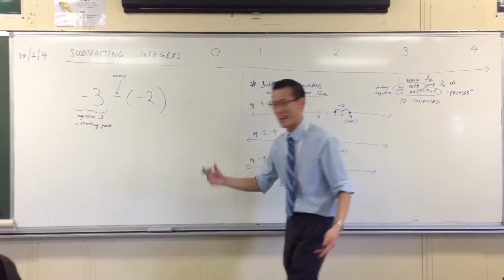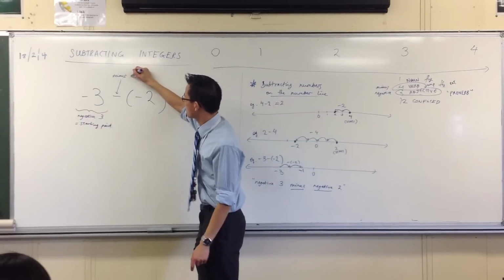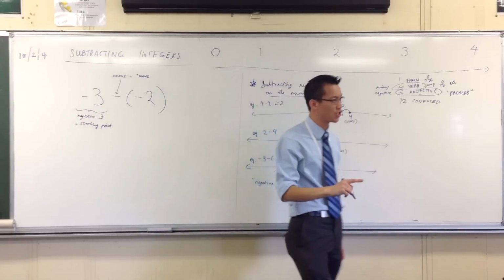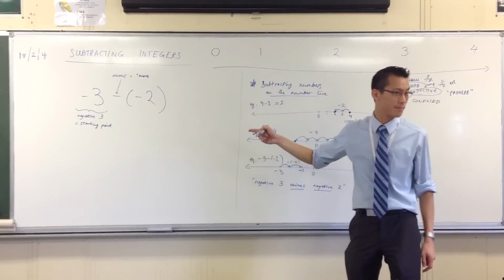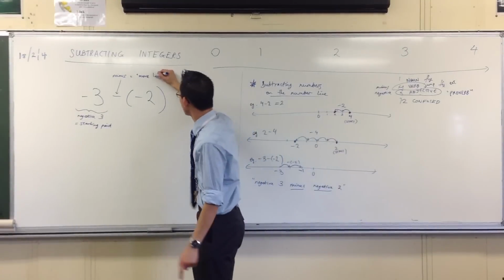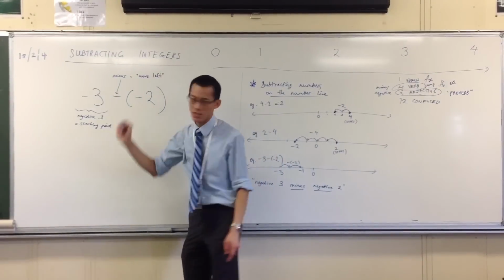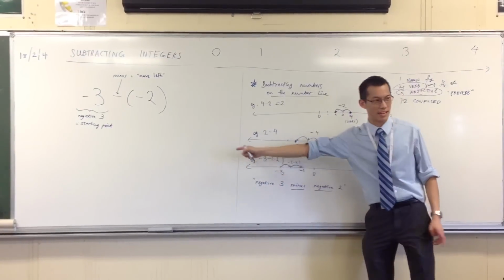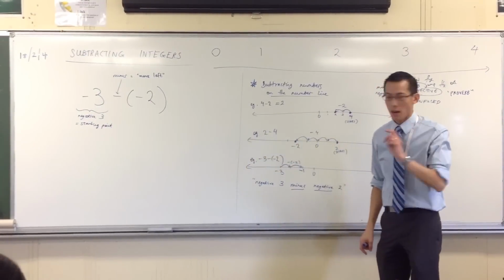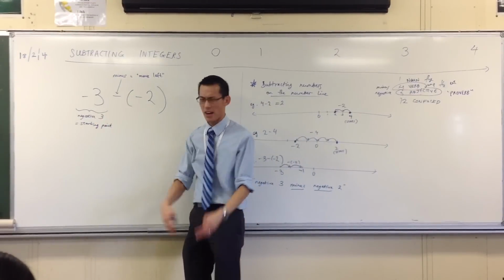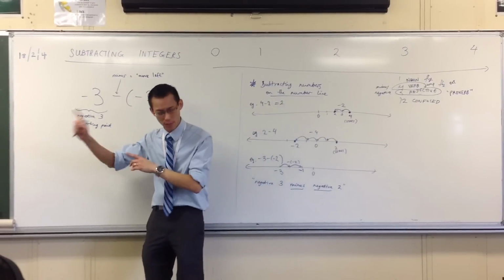So a plus or a minus means move in a certain direction. For minus, which direction is it? It's move to the left. That's the way we've described it, because that's what our number line looks like. All the negative numbers are there. So we started here, and we're already thinking, okay, I'm going to move to the left. I'm going to go that way.